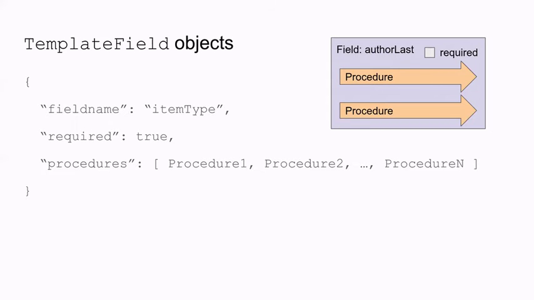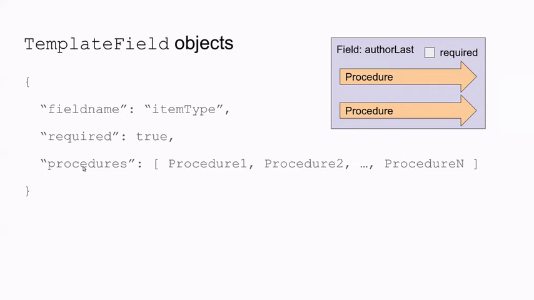The template field object has a field name. Remember that we supported 9 field names so far: item type, title, author name, author first, author last, and so on. So this is the field name. Again, in the guidelines, you can find which field names we support. This is where we tell Web2Cit if this is a required or a not required field. If we want it required, we set this to true. If we don't want it required, we set this to false.